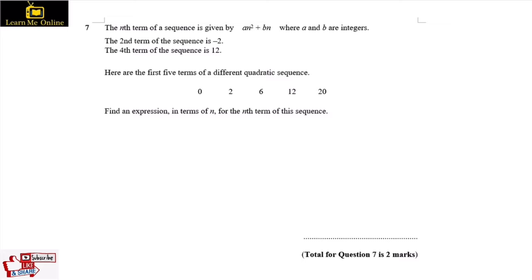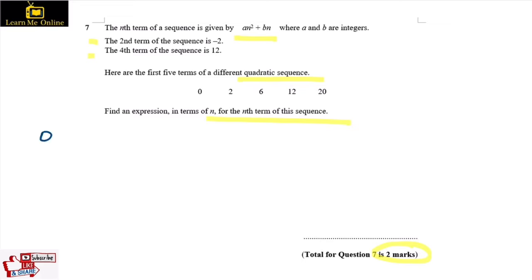Okay, so now we have the next question and it's for 2 marks. The question is on the topic, which I can see is a quadratic sequence. The nth term of a sequence is given. The second term of the sequence is -2. The fourth term of the sequence is 12. Here the first 5 terms of the sequence are given already. Find an expression in terms of n for the nth term of the sequence. So we are finding the nth term. I'm going to start with how we find the nth term of a quadratic sequence.